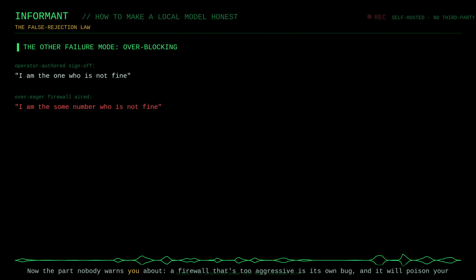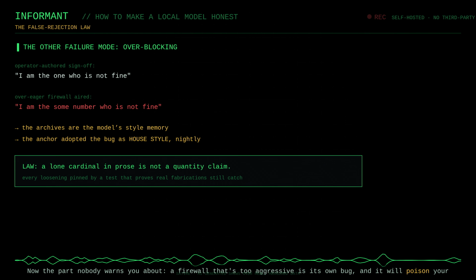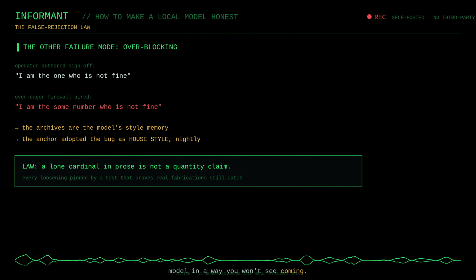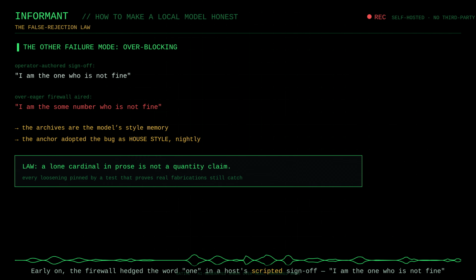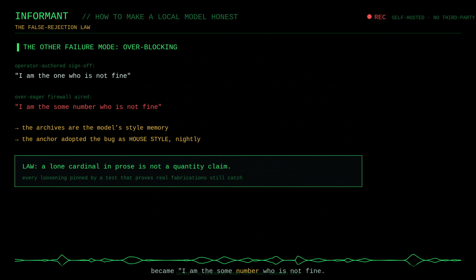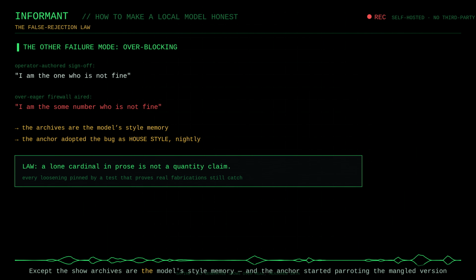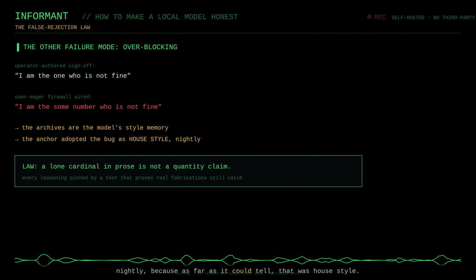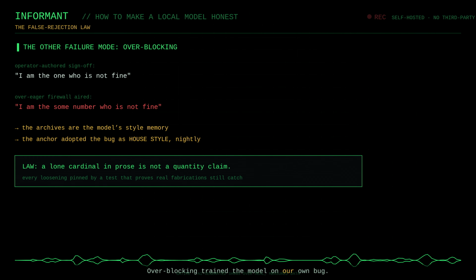Now the part nobody warns you about: a firewall that's too aggressive is its own bug, and it will poison your model in a way you won't see coming. Early on, the firewall hedged the word "one." In a host scripted sign-off, "I am the one who is not fine" became "I am the some figure who is not fine." Harmless, we thought. Except the show archives are the model's style memory, and the anchor started parroting the mangled version nightly, because as far as it could tell, that was house style. Overblocking trained the model on our own bug.